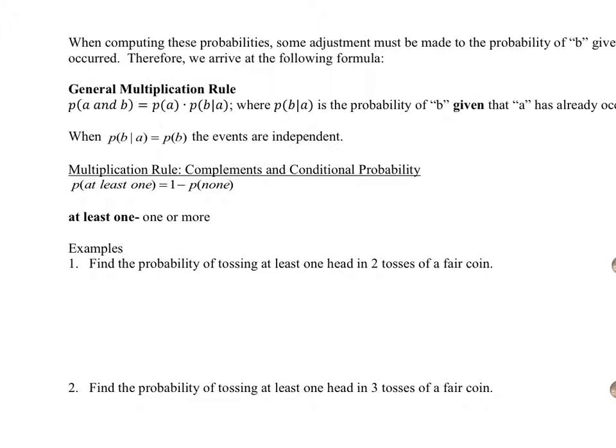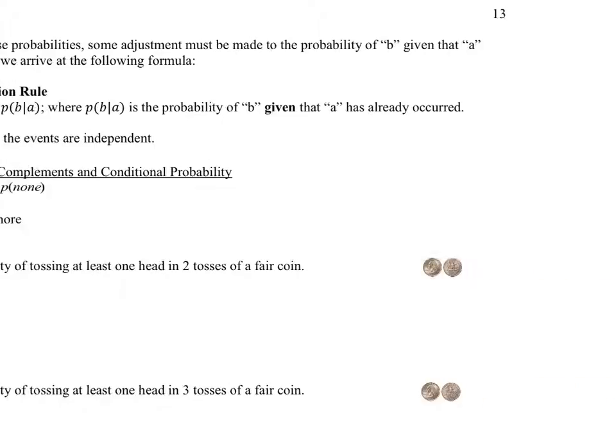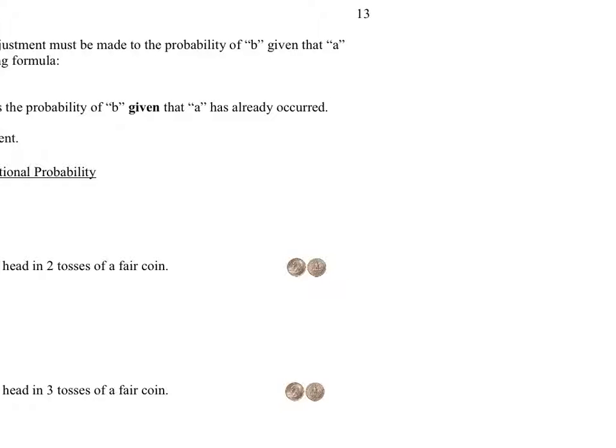So this is telling us that the probability of at least 1 is equal to 1 minus the probability of none. And we know that at least 1 means 1 or more. So let me just create a quick probability distribution.